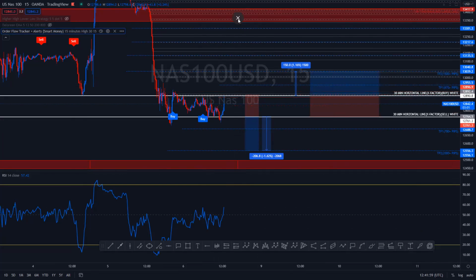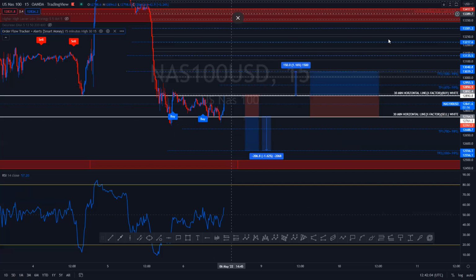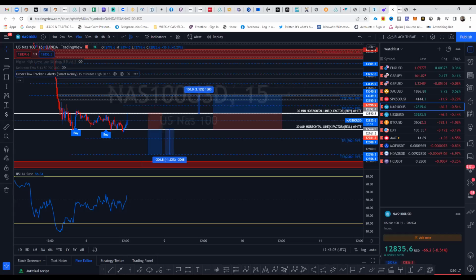So now that we know that, what I'm going to go ahead and do is set my alarms for these take profit zones. And then I'll resume this recording, and then we'll turn on the indicator and get a position. Be right back.